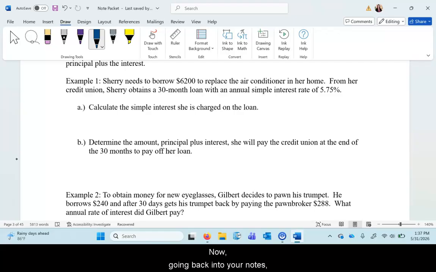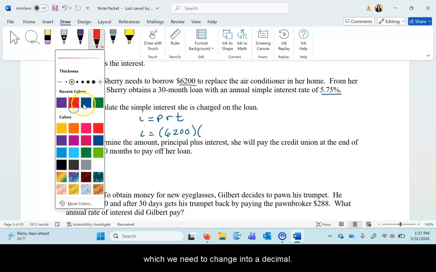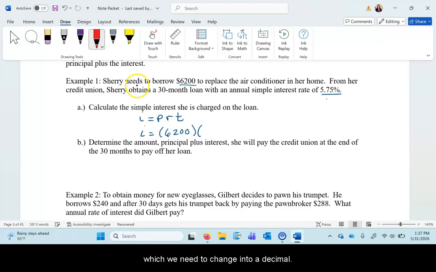Now, going back into your notes, we had just talked that simple interest is I equals PRT. What we want to do is break it down. What is our principal? So we have to look back. That's how much she's borrowing. We can see right here, it's $6,200 times the rate. Now the rate over here is 5.75%, which we need to change into a decimal.